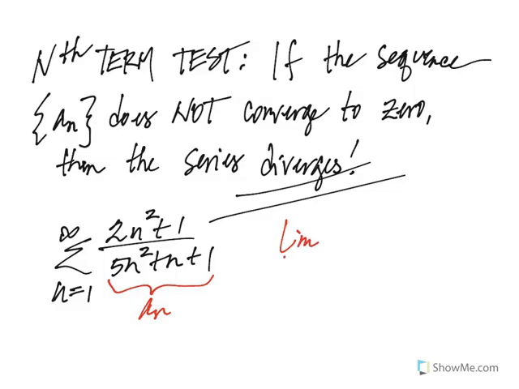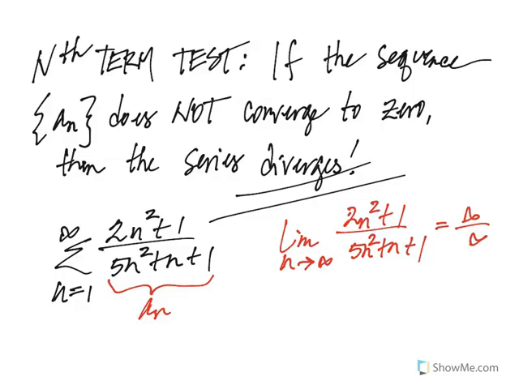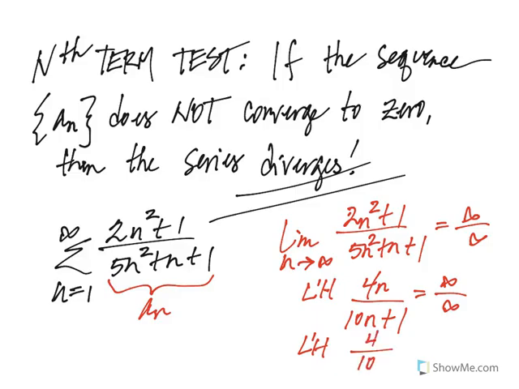If I take a look rather at the limit as n goes to infinity of a sub n, this is 2n squared plus 1 all over 5n squared plus n plus 1. What I get is an indeterminate statement, that is infinity over infinity. So I use L'Hopital's rule. And I'm going to get 4n plus 0 all over 10n plus 1. Still indeterminate. I'm going to use L'Hopital's rule again. This gives me 4 over 10. That means my sequence goes to 2/5.